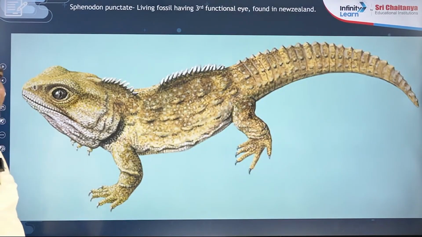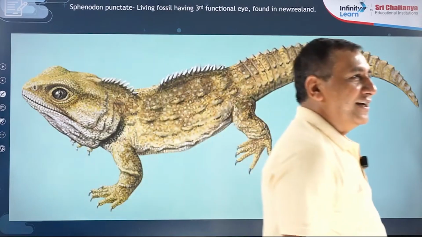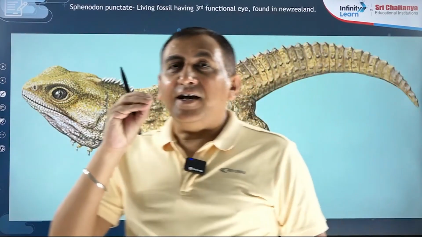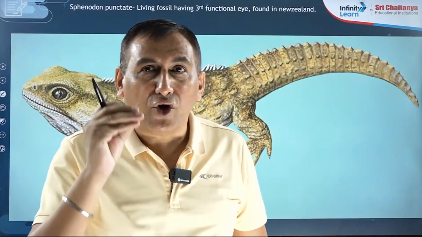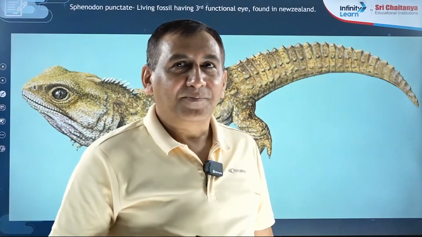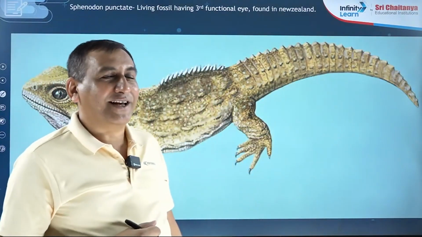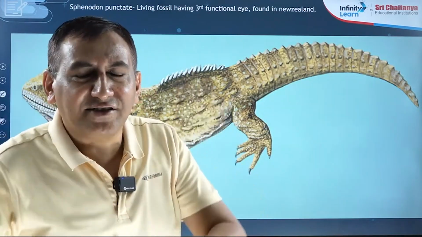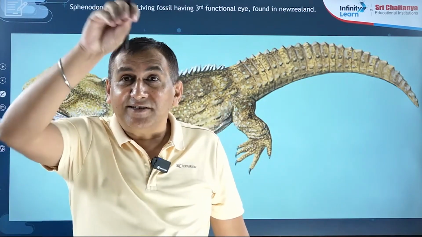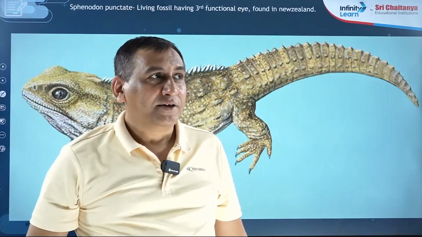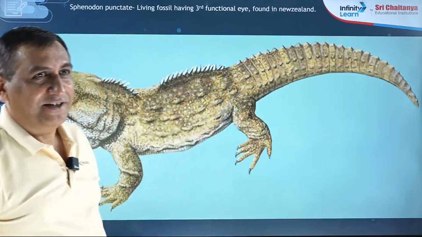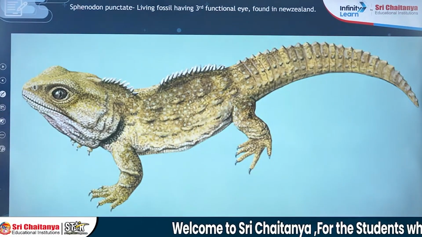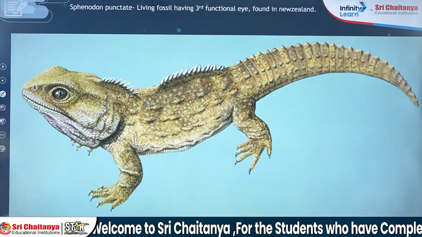Sphenodon punctata, not known by you. Sphenodon punctata is a reptile which is found only in New Zealand. And why I have selected this example is only to increase your interest in zoology. It is still having the third eye, which is a functional eye. That is why this is wonderful.